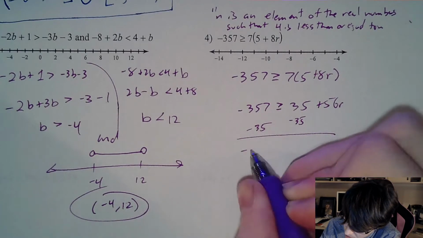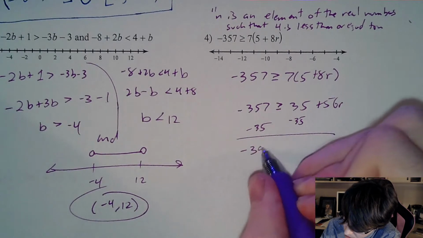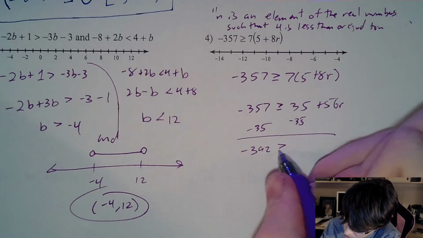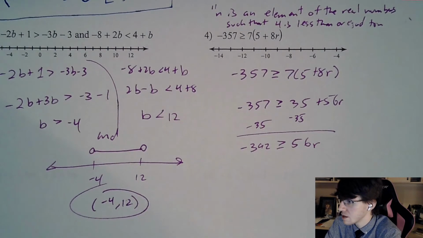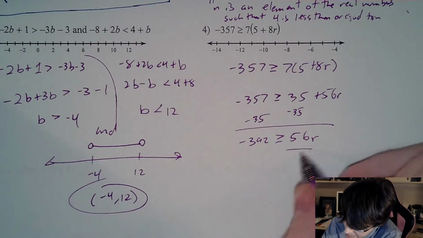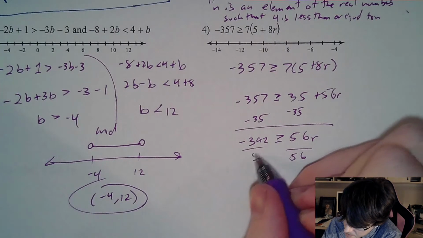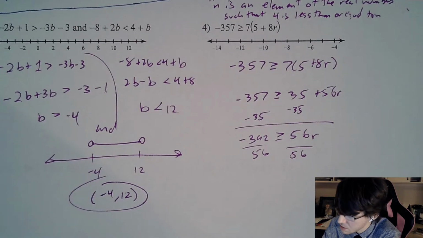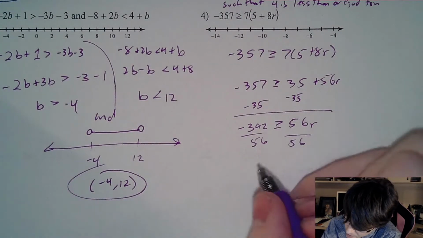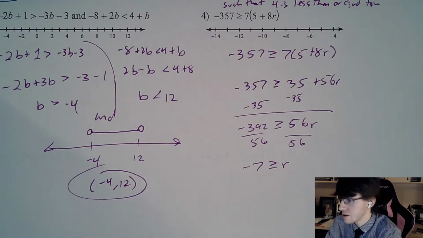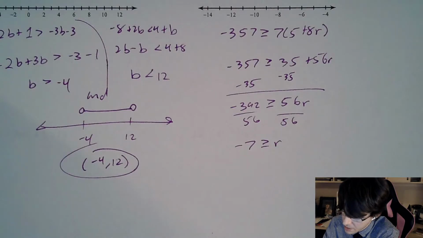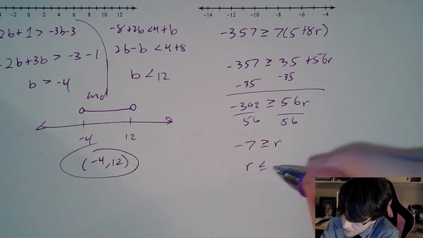So that's going to be negative 392 greater than or equal to 56r. And then after that, just divide both sides by 56. And assuming this is a contrived problem, I'm going to guarantee that that's a negative 7 greater than or equal to r. Dividing out is going to give that negative 7, and then we usually want to rewrite it the other way, put that r first.